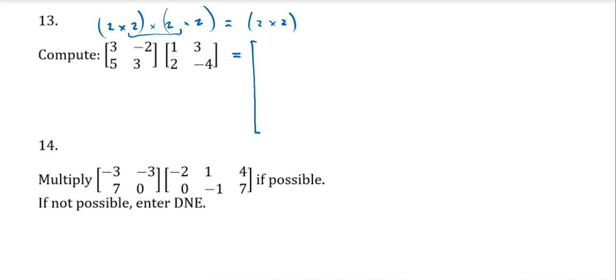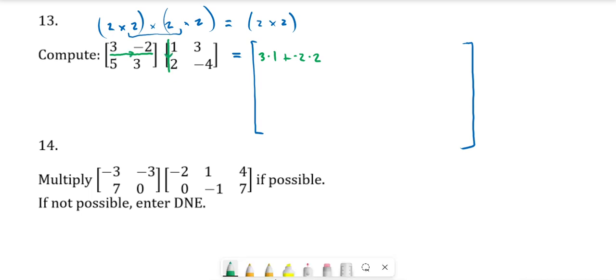How do I get the entry that goes in the upper left-hand corner? Well, I need to take the first row here and the first column here, and I need to multiply them together. So we multiply them pairwise. In other words, we'll do 3 times 1 plus -2 times 2, going down the row and going down the column. And that will be our first entry. Then let's proceed to do another one. Let's say I want to do the first row, second column. We go down this row and down this column, multiply pairwise and sum.